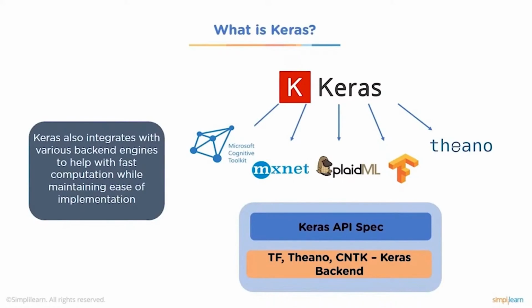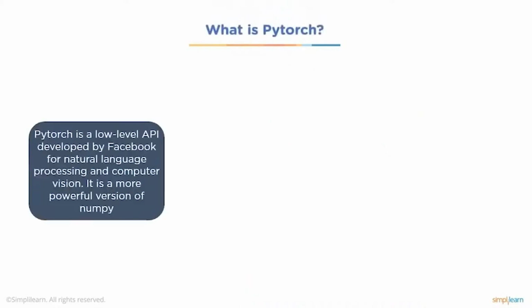Even though Keras supports multiple backend engines, its primary backend engine is TensorFlow, and its primary supporter is Google, which means that Keras acts as nothing more but a wrapper class around TensorFlow, Theano, CNTK, PlaidML, or MXNet, which are low-level APIs. Next, we will look at PyTorch.